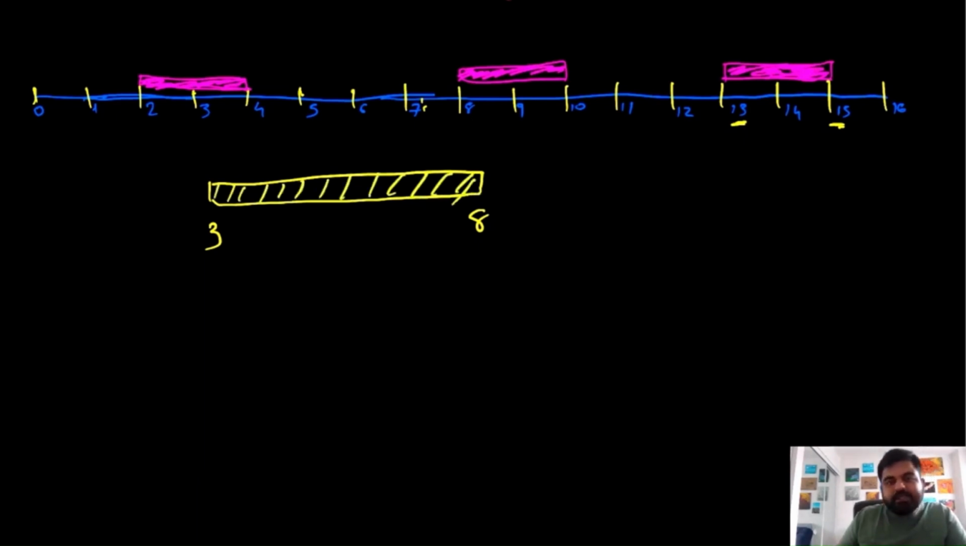So what should be the approach in this case? Well, the approach is actually quite simple. We will start iterating over our input. We will find all the intervals. So first we find the start point of this interval. The start point of this interval is 2.